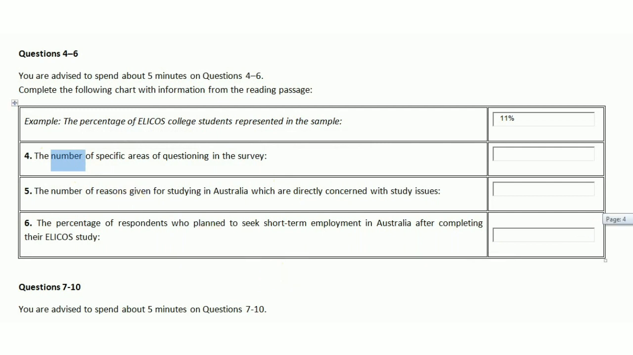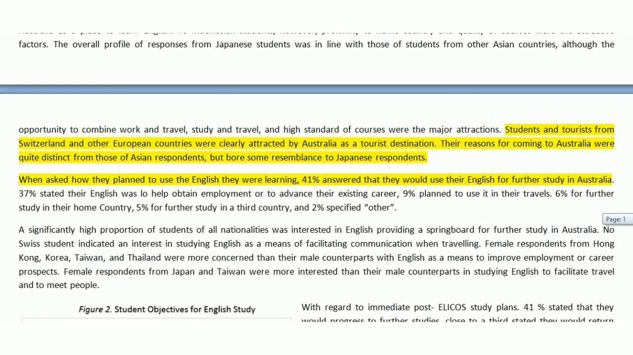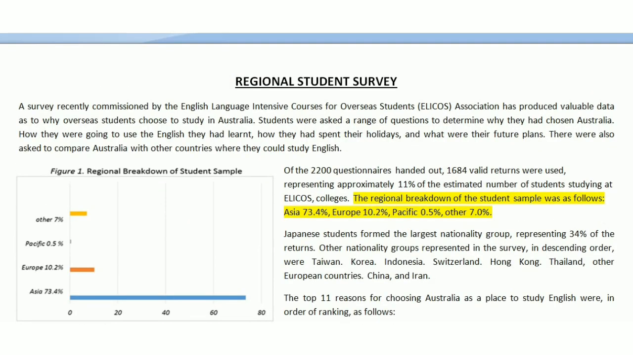Okay, so let's see. I think it is in the first paragraph, and it is like there. Yes, in the second line, students were asked a range of questions. So they are asking different types of questions, and the first one I think is to determine why they had chosen Australia. So this is the first type of question that they are asking.